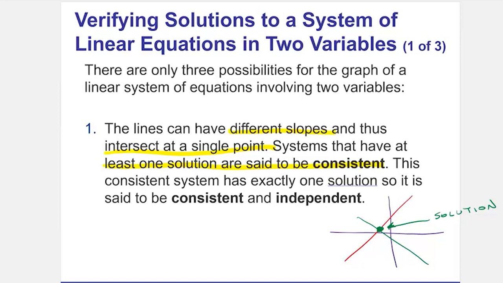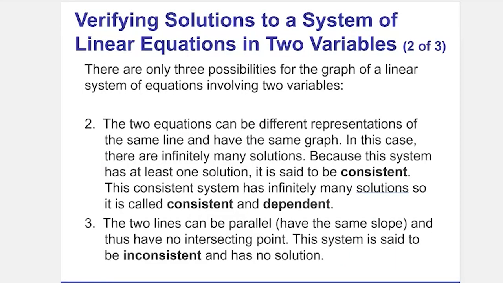So it is consistent and it's independent. And we'll see the difference. So when something doesn't have a solution, it will be inconsistent. Dependent and independent, we'll see in a second. There are only three possibilities. So we already got one. So now let's look at the second one.